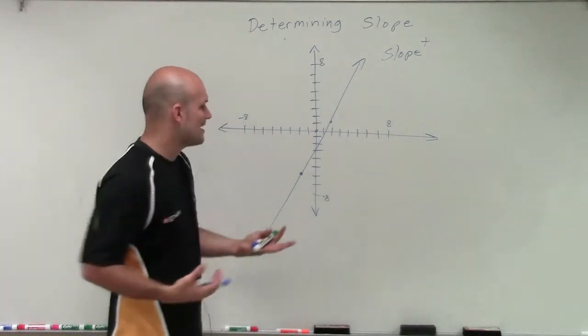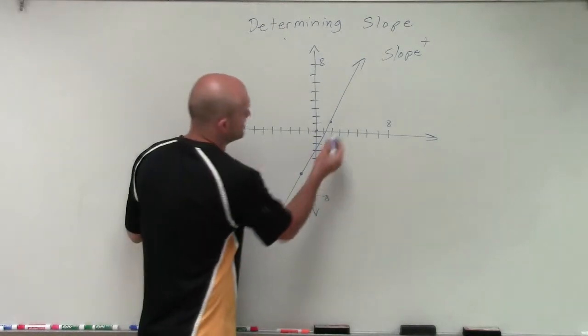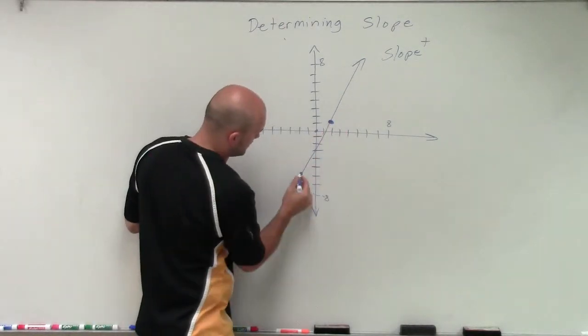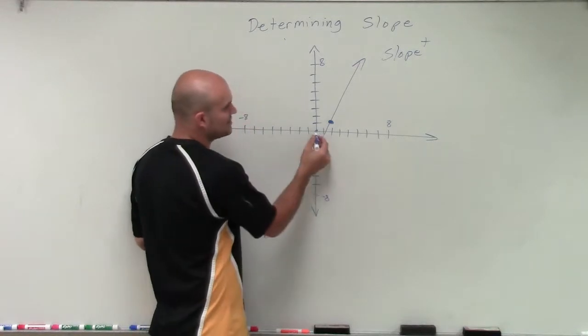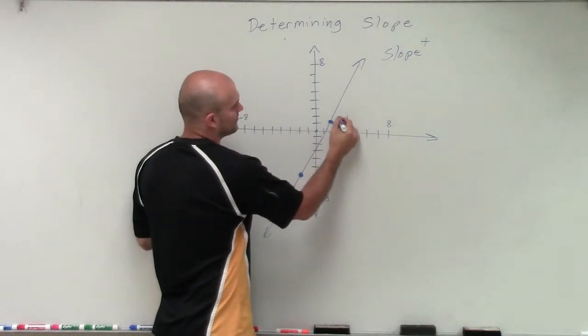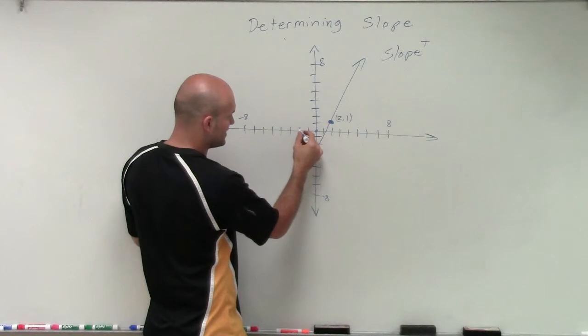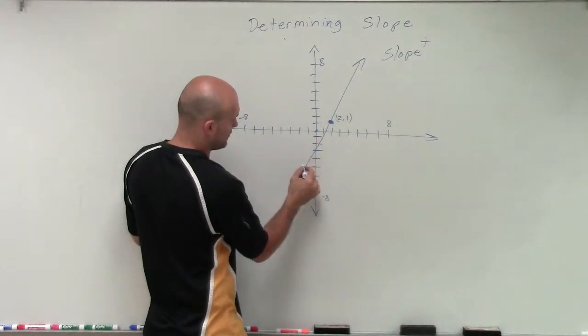Now, on this graph, I used my own coordinates because I had to create the line. So I found a coordinate here and a coordinate here. And this coordinate is at (2, 1). And this coordinate is at (-2, -6).